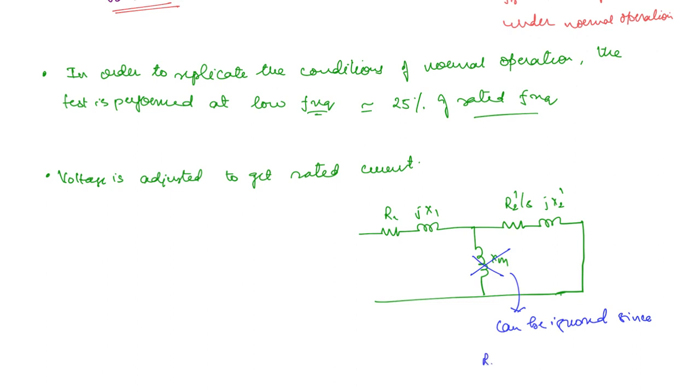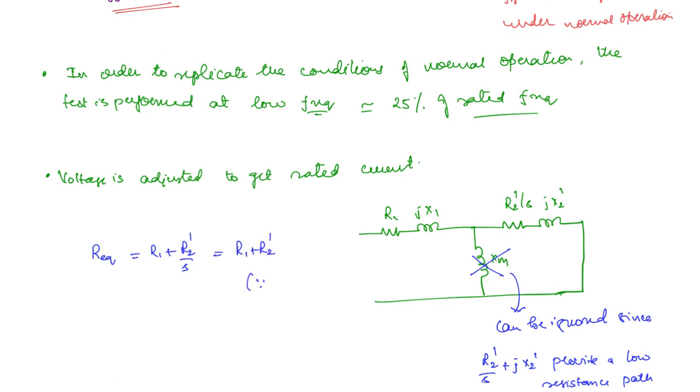Since R2 dash by S plus jX2 dash provide a low resistance path, you're going to get a simple impedance, two impedances in series. So what will be the equivalent resistance that you will see here? R1 plus R2 dash by S, which is equal to R1 plus R2 dash. Why is that? Because S is equal to 1. And what about equivalent reactance? X1 plus X2 dash.